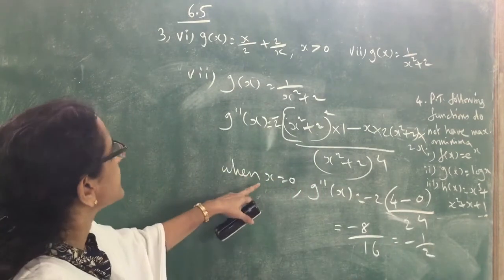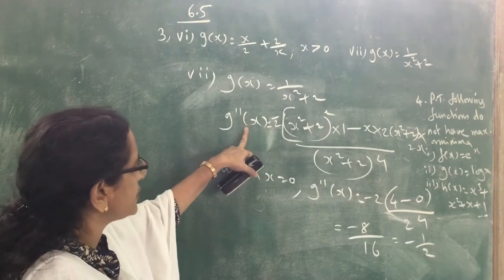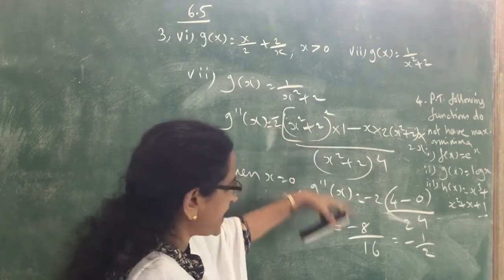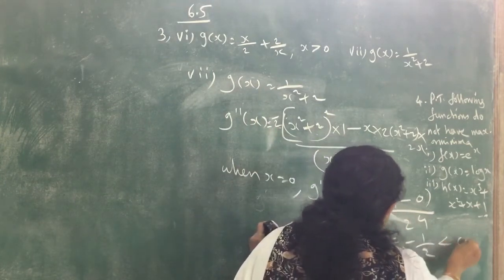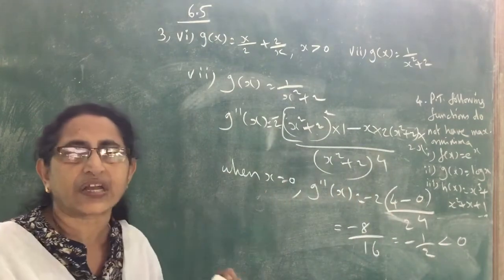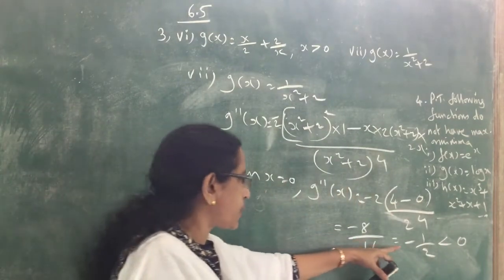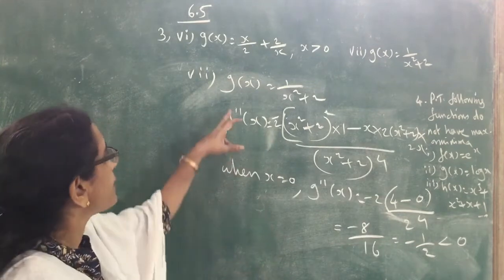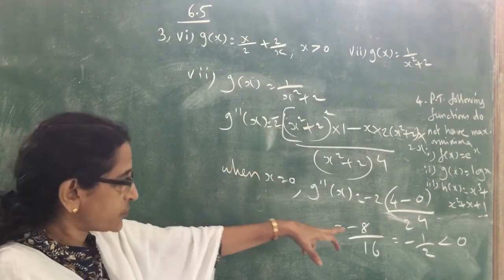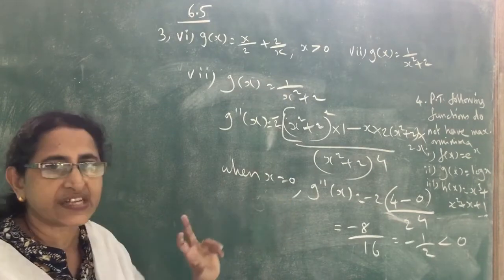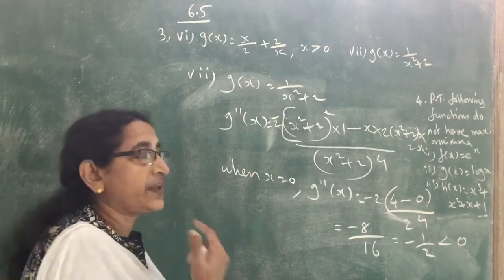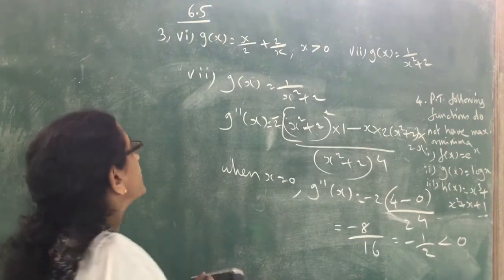So we got when x equal to 0, the second derivative is negative. Here minus 2 into 4 minus 8, less than 0. So when x equal to 0, the second derivative is less than 0. So x equal to 0 is a point of local maxima. Second derivative less than 0 means x equal to 0 is a point of local maxima. Then we can find the local maximum value.